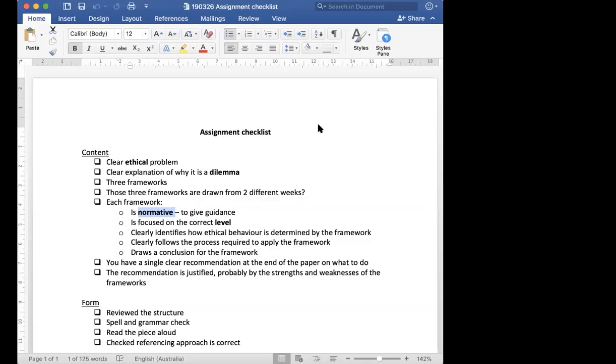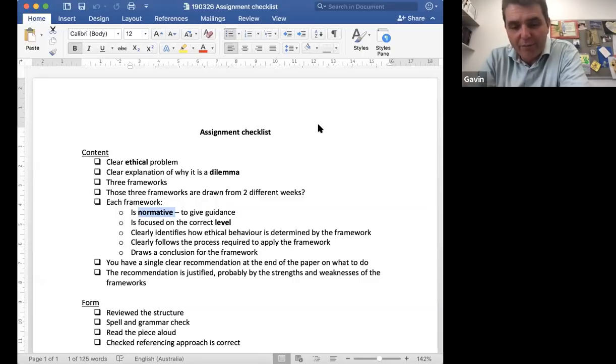Okay, another question about the ethical dilemma. So would you recommend explaining why it is an ethical dilemma in the initial introduction, then continuing and going into the 3 frameworks and then drawing a conclusion at the end? I think you can approach it any way you want, but having said that, I think that that would probably make it pretty easy for the marker to read and understand.